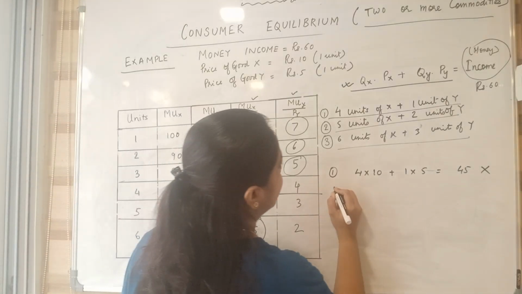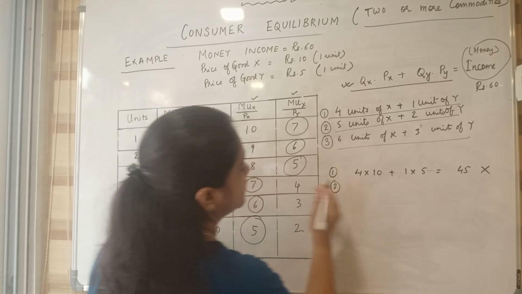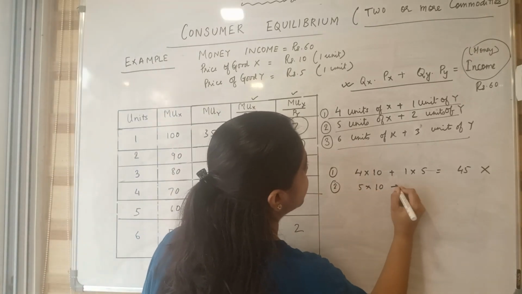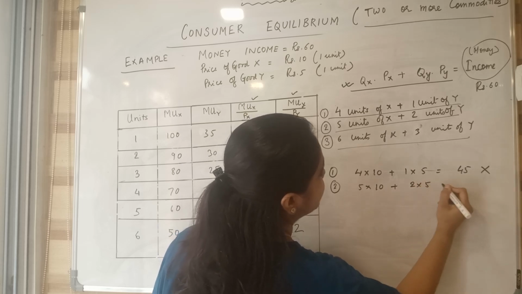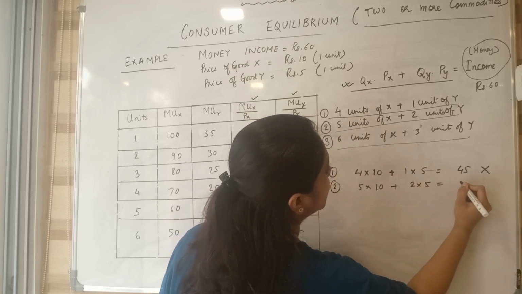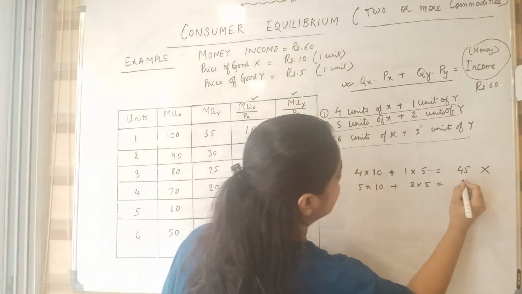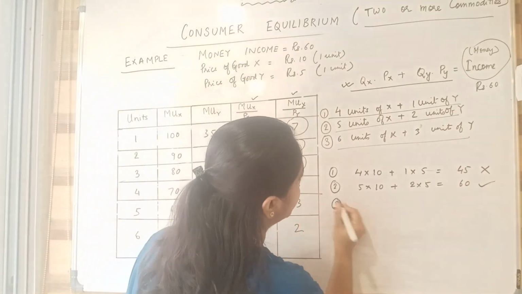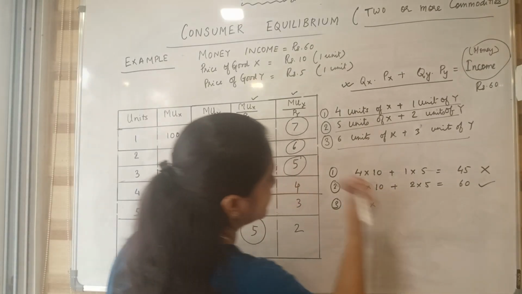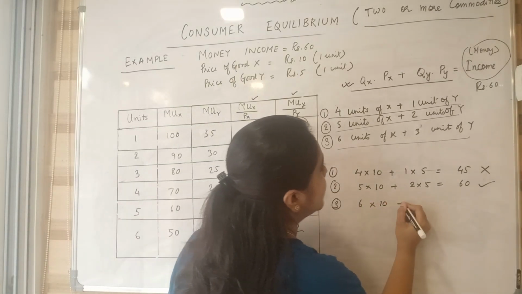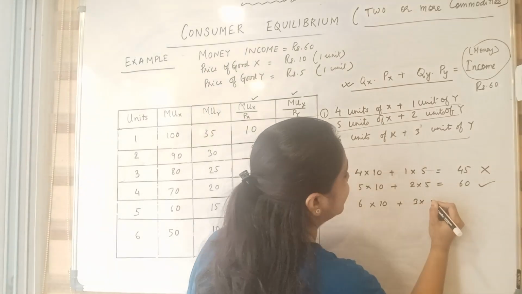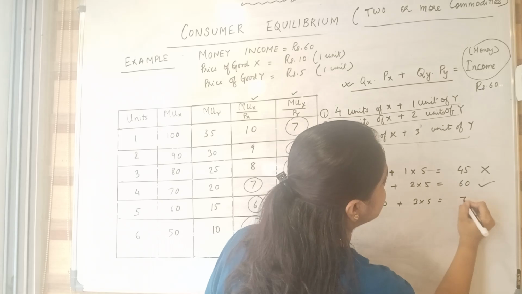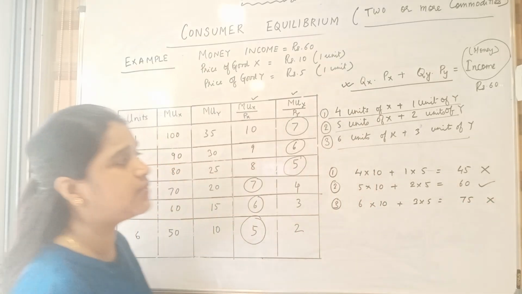Then again let us check condition 2. 5 units of good X, 5 into 10, plus 2 units of good Y, that is 2 into 5, which is equal to 50 plus 10, 60. So our money income is 60. Let us check the third condition also. 6 units of good X, that is 6 into 10, plus 3 units of good Y, that is 3 into 5, which is equal to 60 plus 15, which is equal to 75. Again, it is not satisfied here.